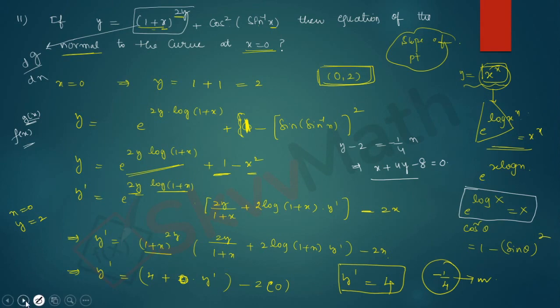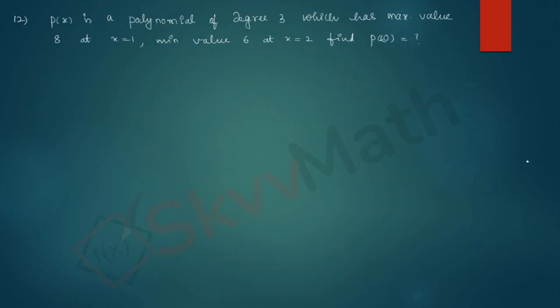Okay. Now let me see one more problem from the calculus, and this is the last problem from the calculus part of JEE Main 2020 September 2nd, shift 1 and shift 2. These are the problems given in shift 1 and shift 2. So here you see p of x is a polynomial of degree 3.